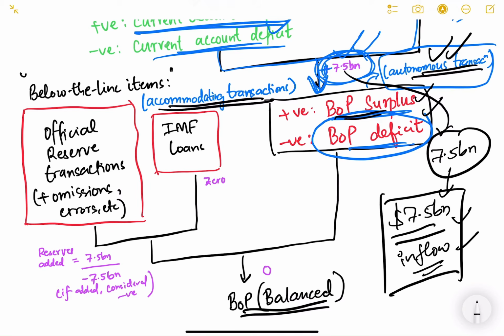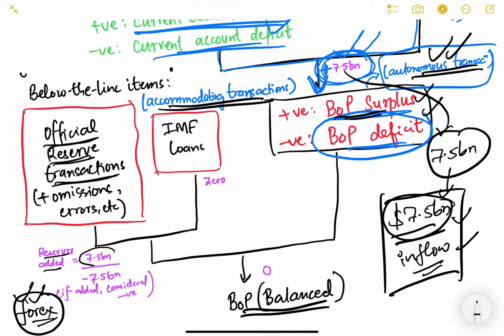Now this has to be accommodated somewhere. Now what happens? This 7.5 billion gets added to the official forex reserves of Reserve Bank. So we also look at the transactions of official reserve. Okay, official reserve transactions that RBI is doing. So RBI के पास में forex होता है, right? RBI has the forex. So this 7.5 billion will be added to the official reserves of RBI. And now RBI reserves are increased by 7.5 billion.